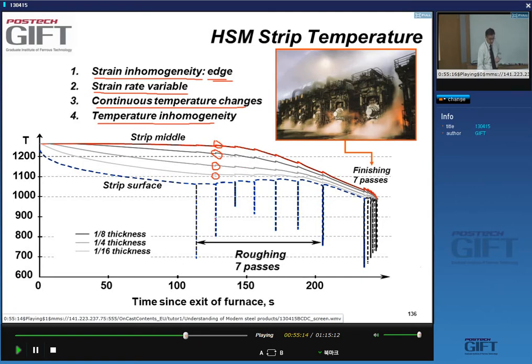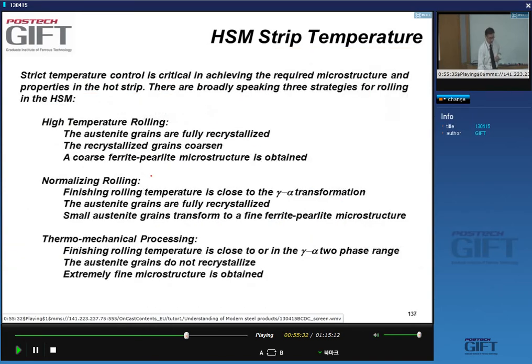And the temperature at the surface is very quickly regained, goes up to the normal temperature. This is for the roughing passes, and this is for the 7 finishing passes. You get the same effect.